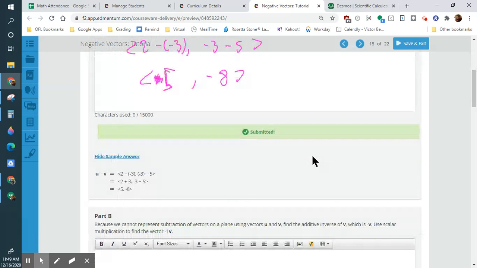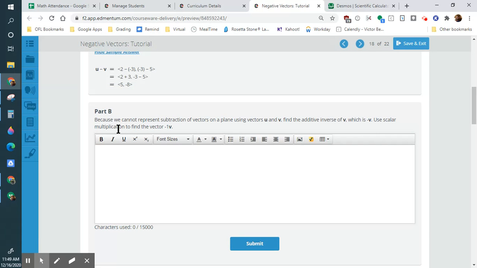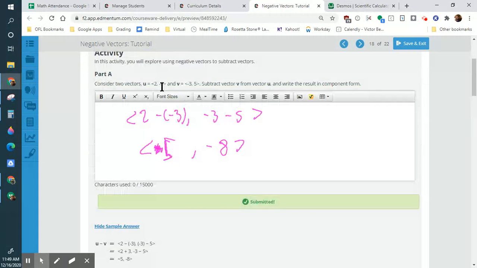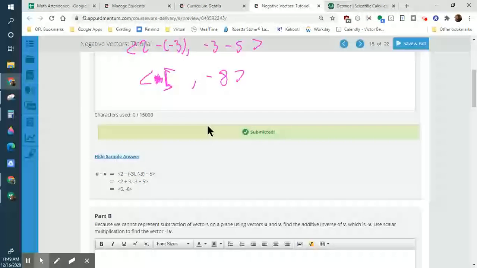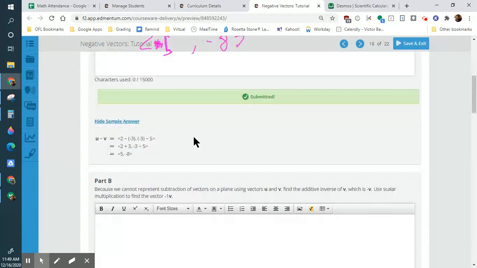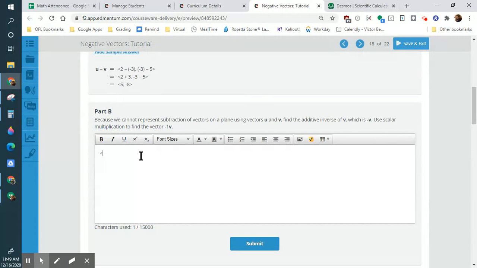And then because we cannot represent subtraction with vectors on a plane using this, find the inverse. Use scalar multiplication. Literally, the inverse is just making them negative. So the inverse of v, if it's negative 3 and positive 5, is literally just going to be positive 3 and negative 5. That's all we're doing for these inverses.